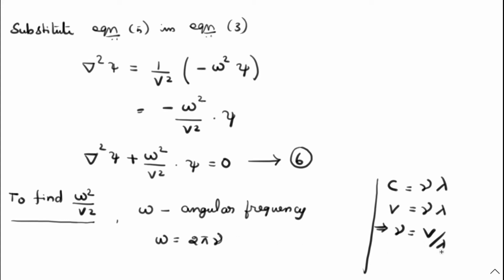So next step what I can write: 2 pi, in the place of nu, I am going to write v by lambda. So what value we need? Omega by v. Here omega is there, v is this side, bring to this side. So omega divided by v is equal to 2 pi divided by lambda. But we need the square of it. So the next step, you square it.